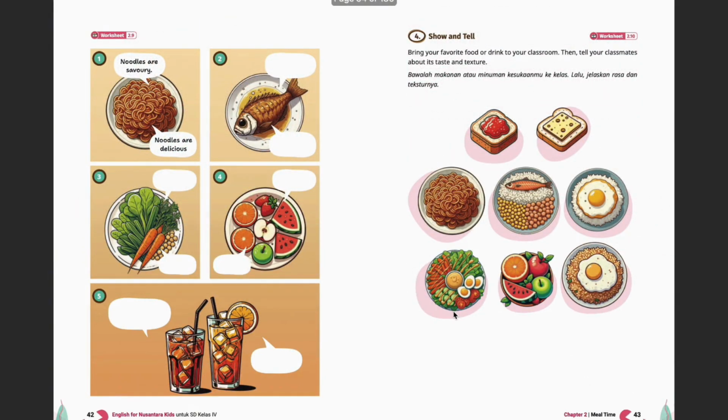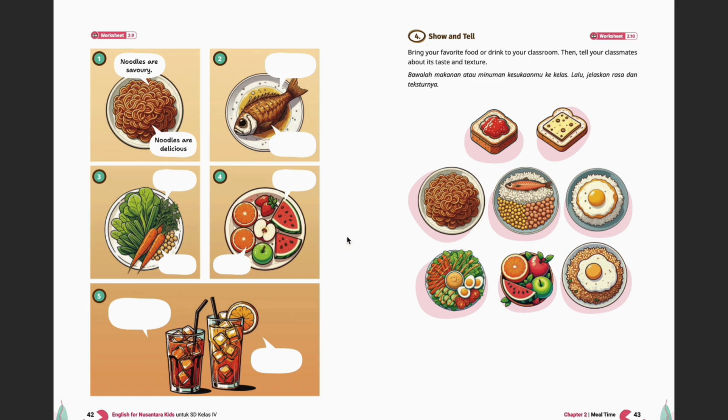So in this chapter, students are introduced to basic vocabulary related to food such as rice, noodles, eggs, and fruit, and also vegetables. So these vocabulary items help students to recognize common foods that they encounter in their daily lives. In addition, students also learn simple expressions related to meals such as asking and answering about food. So this helps them practice basic communication in English.